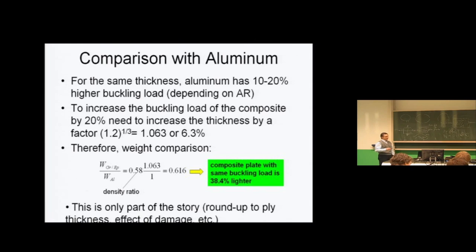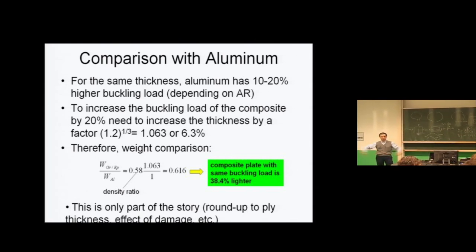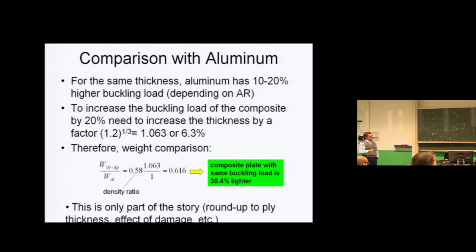If I now try to compare the weights, I have the density ratio, 0.58, that's about the density of carbon and epoxy compared to aluminum, times my increase in thickness, 1.063, the width and length of the plate stays exactly the same to compare 1 to 1. And I see that the graphite epoxy or the carbon epoxy is 61% of the aluminum, or 38% lighter. So that is very encouraging.